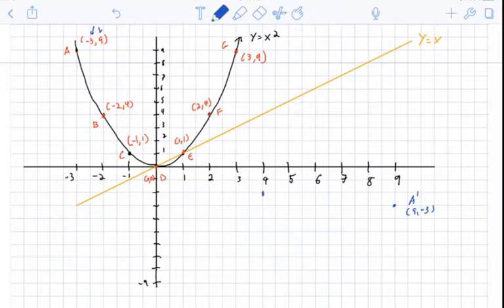So that's B prime. 4, -2. The next one's 1, -1. There. So that's C prime at 1, -1. D prime is at 0, 0. E prime is at 1, 1. F prime is going to be at 4, 2. So here's F prime. 4, 2. And G prime, this guy's mirror image, is going to be 9, 3. G prime is at 9, 3.